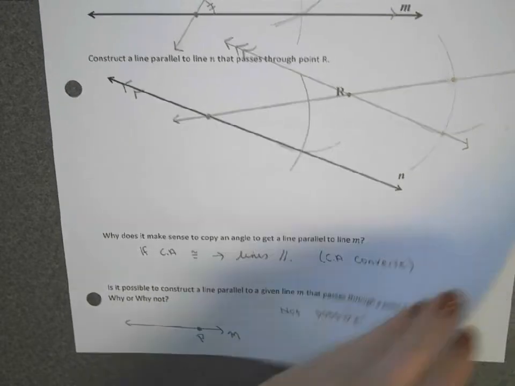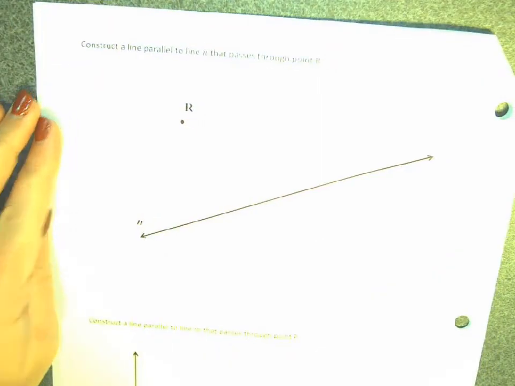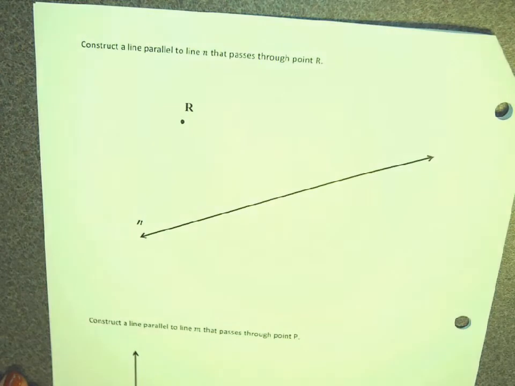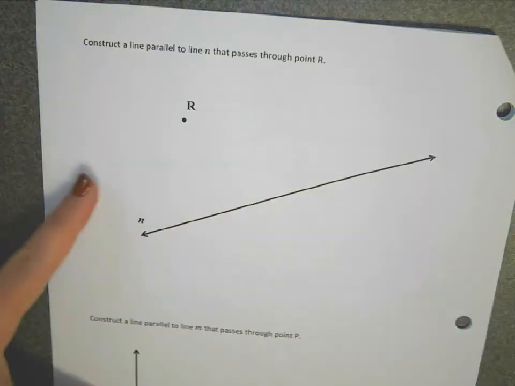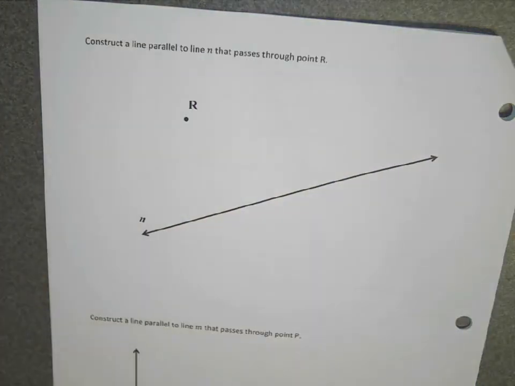All right, let's flip this over. It says to construct a line parallel to line N that goes through R. So I want you guys to try this one on your own. These next two I want you to try on your own. I will give you guys a couple minutes to work on that.